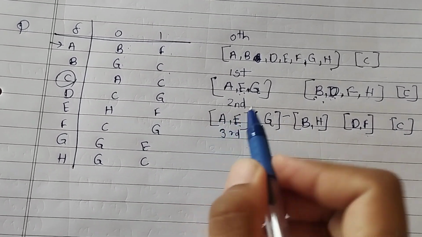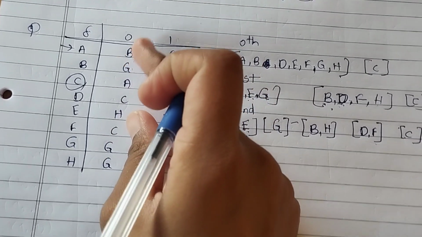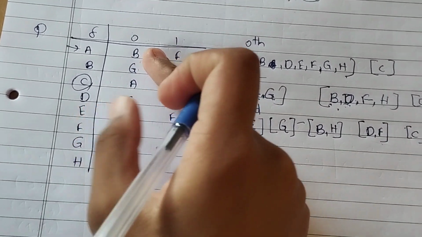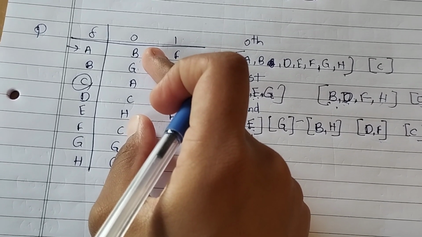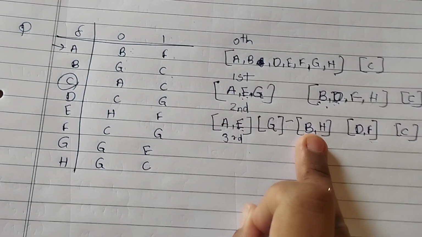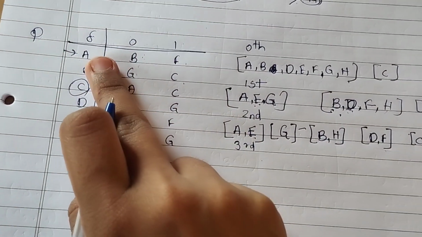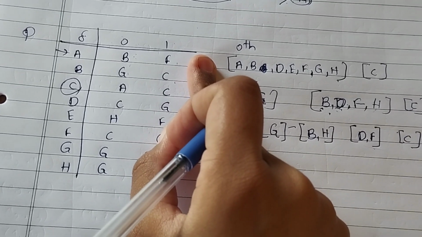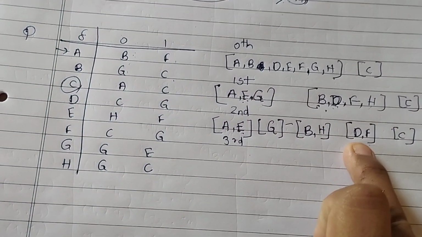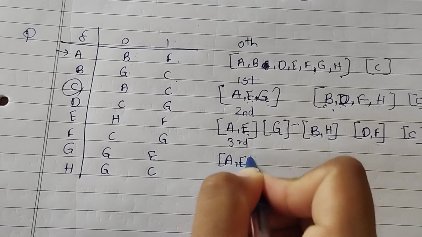Now A and E. A reads 0 in B, E reads 0 in H, and B and H are present in the same group. Yes, B and H are present in the same group. Now 1. A reads 1 in F and E reads 1 in F. So F and F is also present in the same group. So AE is in the same group.